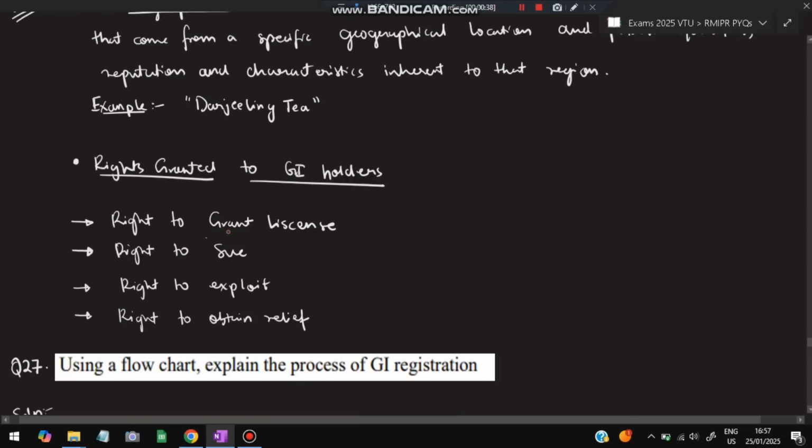The rights granted to the GI holders. The first right is the right to grant license. They can grant license to someone else who can produce or manufacture and resell that, given some fee in return. And right to sue. If someone is unlawfully doing that, by the right to sue, the GI holders can sue them and charge a penalty fee.